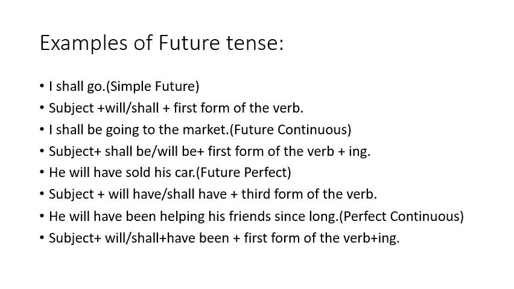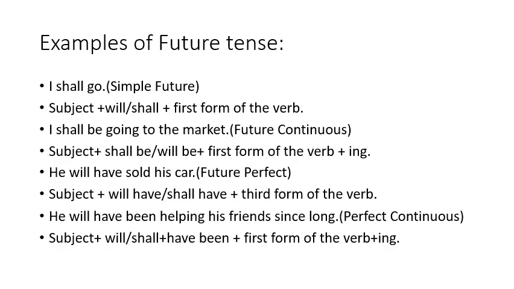Future perfect. He will have sold his car. Here the subject is he, followed by the helping verb will have, followed by the third form of the verb. Rest follows under object. So the structure goes as subject plus will have or shall have plus third form of the verb.